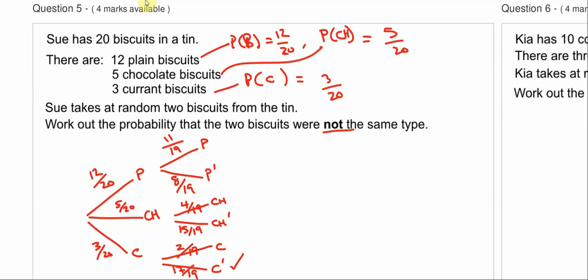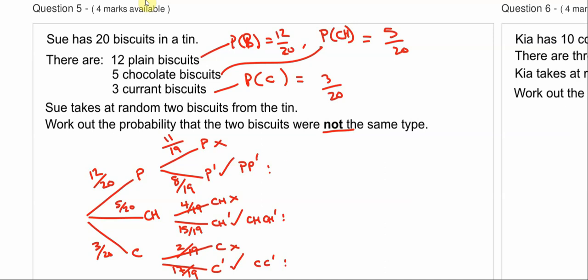So I want this path, and this path, because it goes plain, not plain, chocolate, not chocolate, currant, not currant. That means they're not the same type. If I did it with all 3s, I would have ended up having to do 6 calculations and add them together, which would have been difficult. Or you could have done all the same types and then taken it away from 1. That's another method you could have done, which some of you might have done actually, but I like this way.